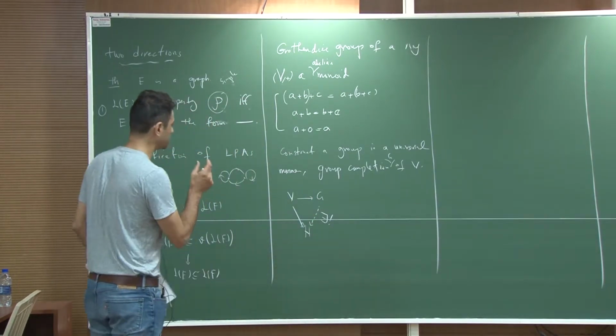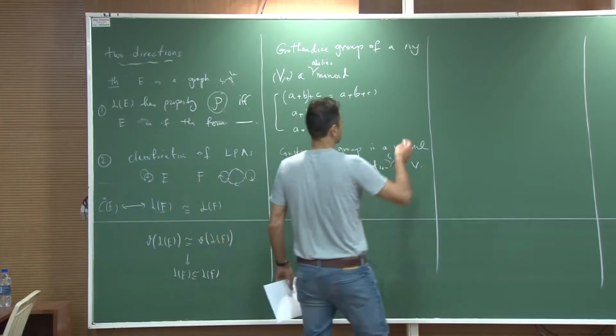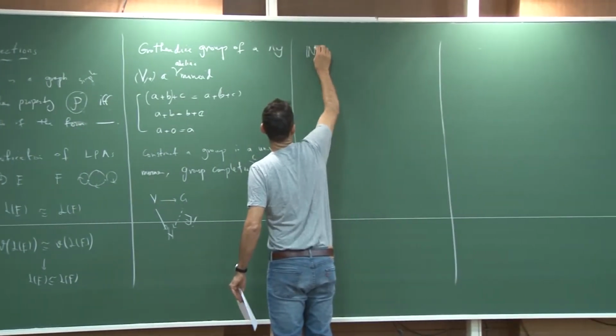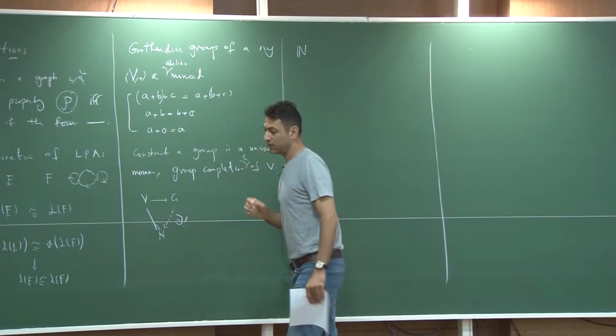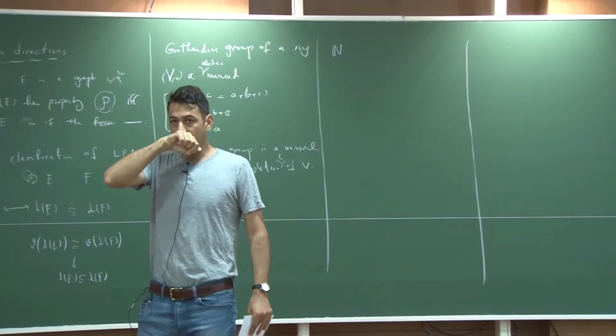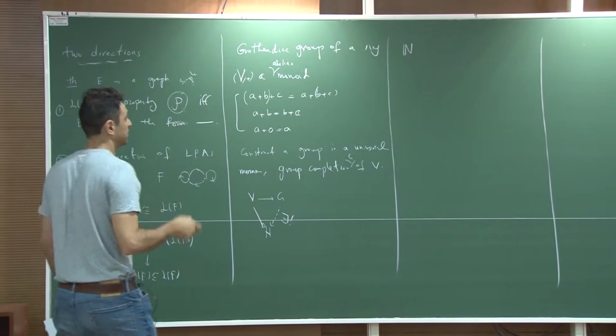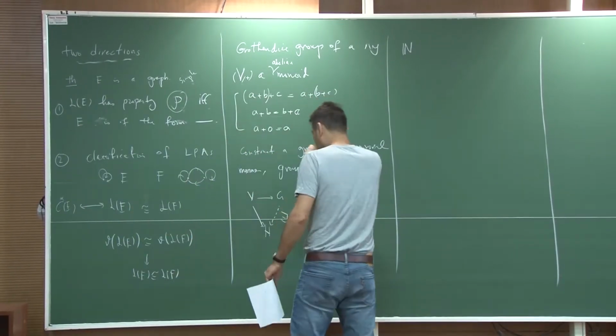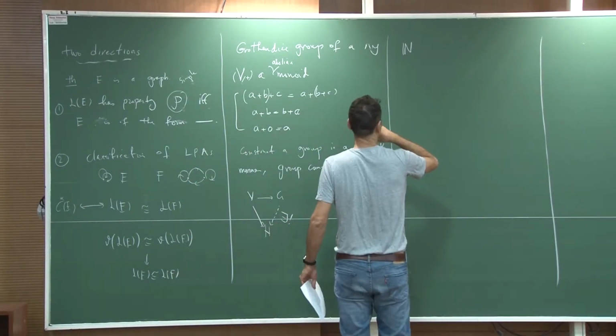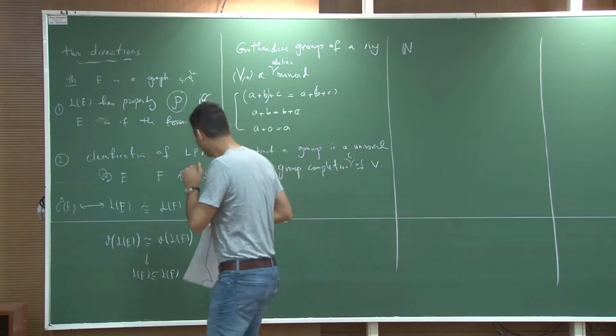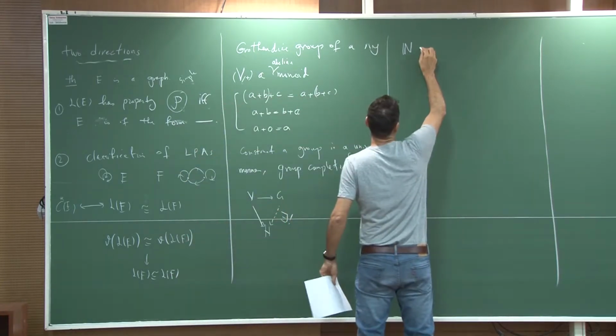So now how would you construct this G? The natural example is N, which is a monoid, i.e. you don't have inverses, so 2 does not have any inverse. But if you construct that group, it's going to be Z.